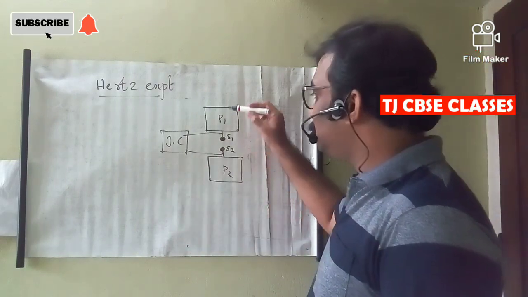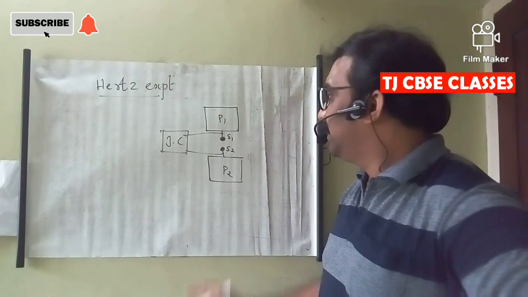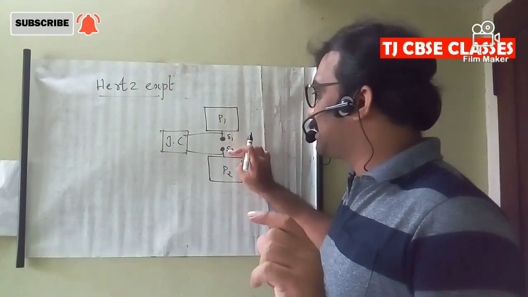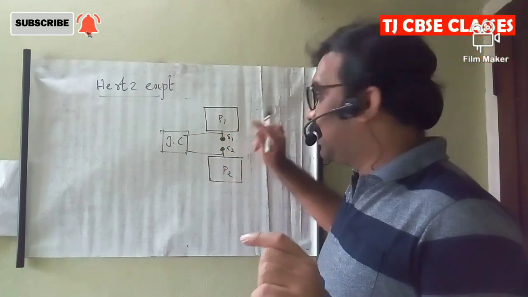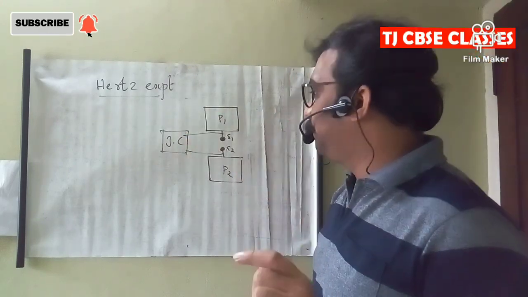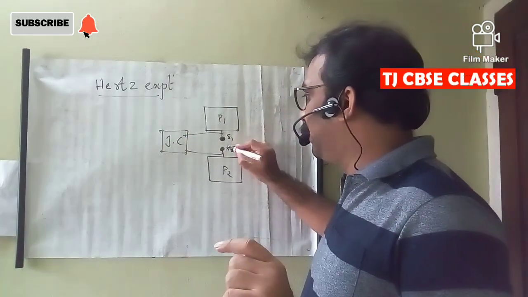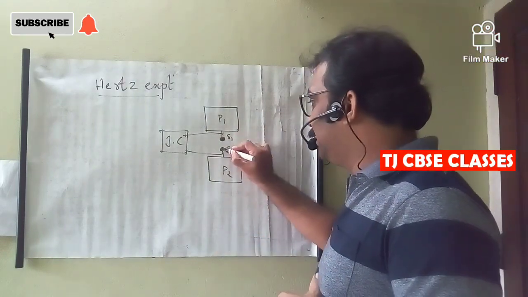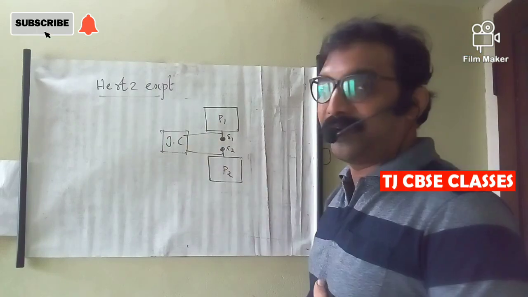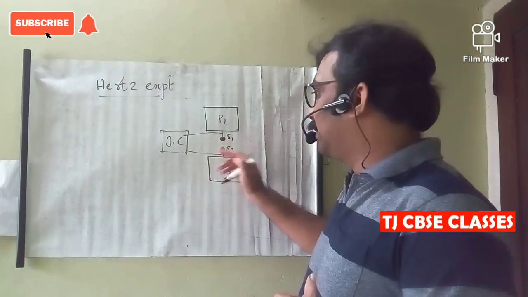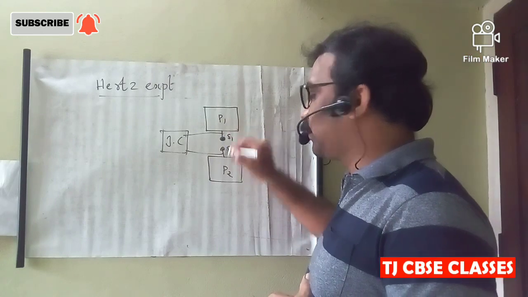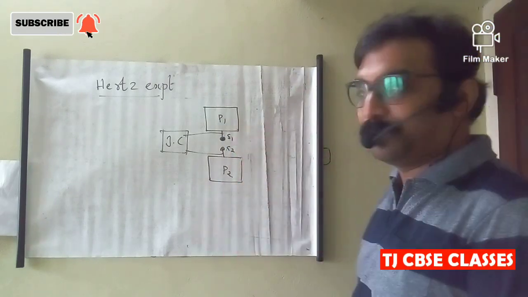Then this is the arrangement. Here P1 and P2 are two metal plates, and these two metal plates are connected to two spheres, and these spheres are connected to the induction coil. There should be a small gap between these two spheres. Due to the presence of the induction coil, high voltage is applied across these two, S1 and S2.